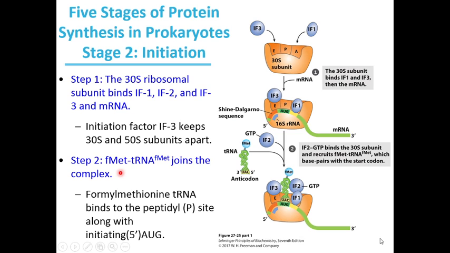Now, an important point is that in bacteria, the first amino acid of the protein is formylated. And hence the first tRNA always has a formylmethionine attached to it. And this particular formylmethionine with its anticodon interacts with the codon, the first codon AUG, at the P site.